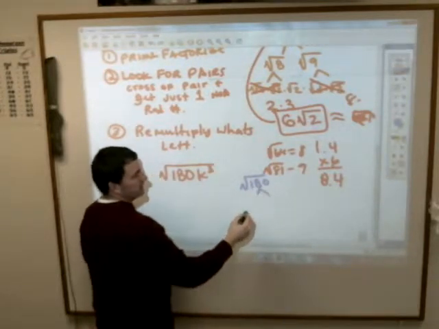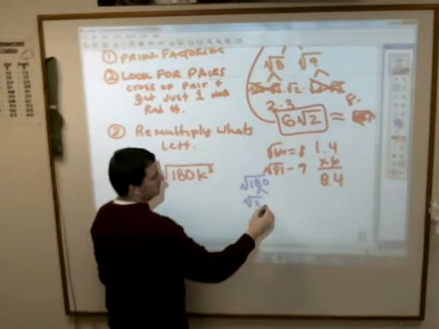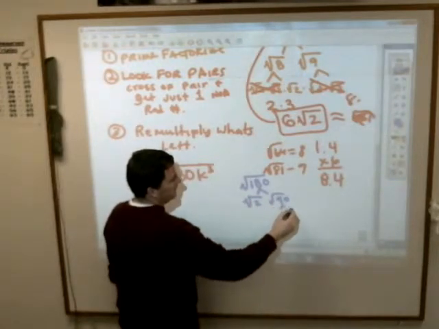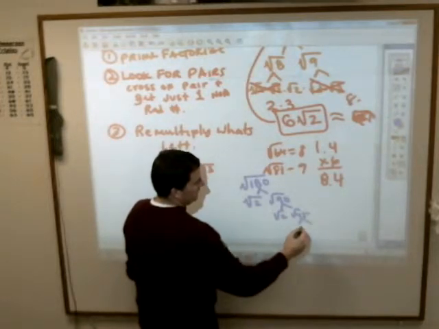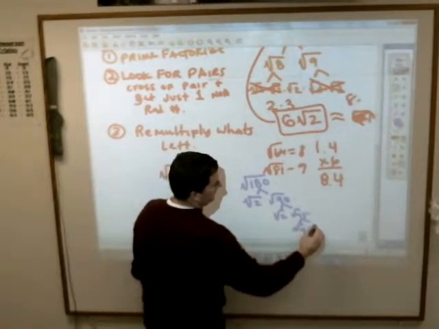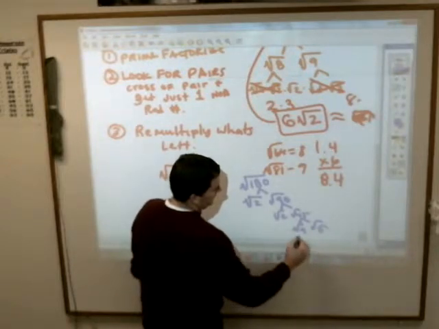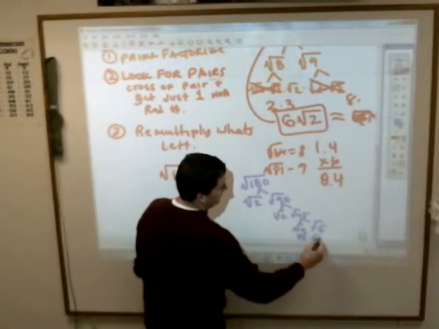What does 180 break down into? Let's do 2 times 90. What's 90 break down to? 2 times 45. What's 45 break down into? Square root of 9 times the square root of 5. And what's the square root of 9 break down to? Square root of 3 times the square root of 3.